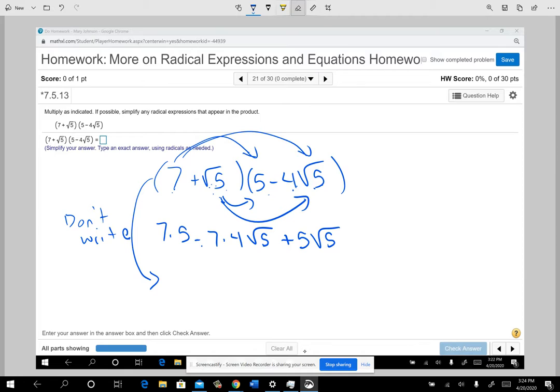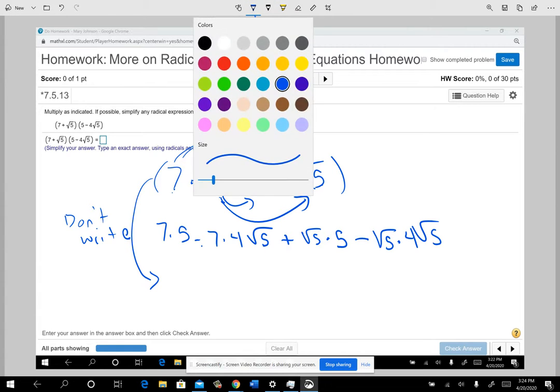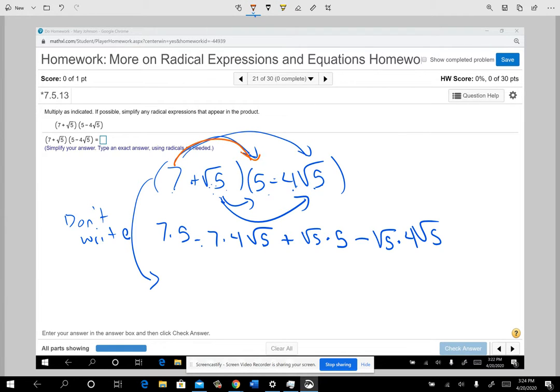Hold on a second. Let me go ahead and write this step out like I was going to. Then you have a positive times a negative, which is negative, square root of 5 times 4 square root of 5. It's best if you don't write that out because it's really easy to miss what goes with what. But instead, as you're doing it, be thinking, okay, when I do these two, 7 and 5, they're just numbers. They're both just regular numbers. So that'll be 35.